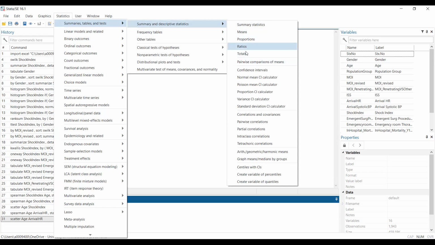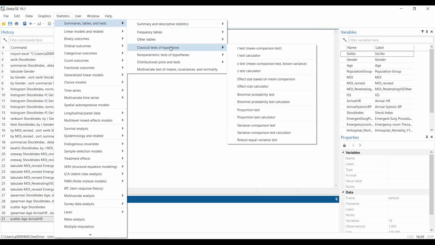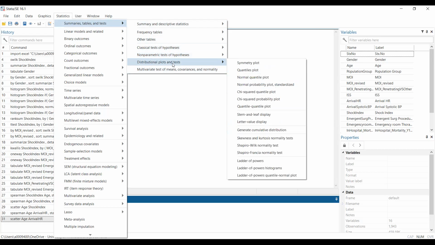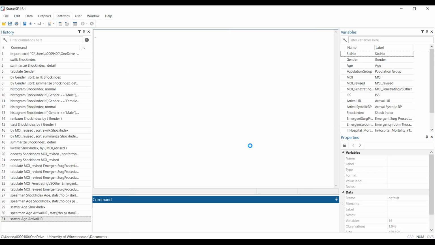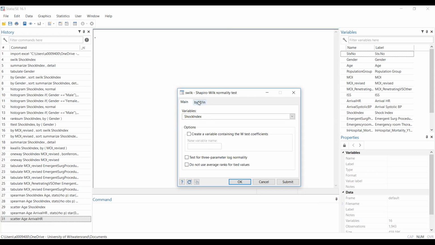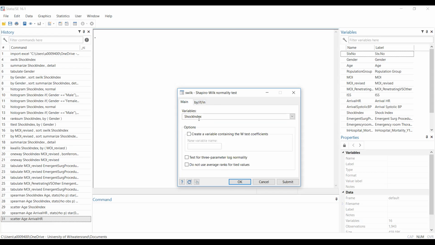So there's summary statistics, means, proportions, frequency tables, with or without measures of association, classical tests of hypotheses such as your t-test, non-parametric, Kruskal-Wallis, your correlations. But we now want to look at the distribution of shock index in this population. As I said, we test for normality using the Shapiro-Wilk test. If you know the command, you don't have to go this route. We want to look at shock index by gender because that was our question, but let's first just look at the group as a whole.